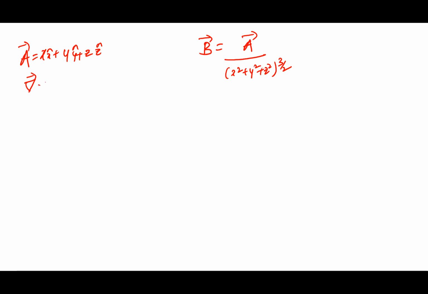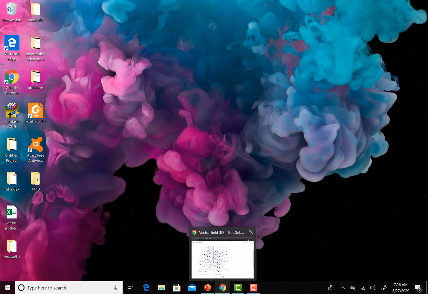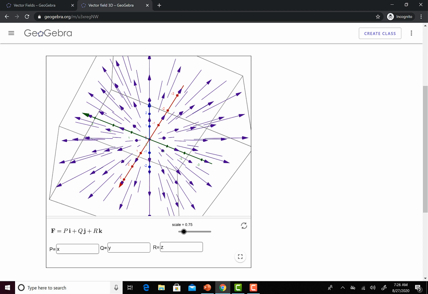For A, we got the divergence equal to 3, and it was very evident from the graph previously. So let's plot the new vector field. So we have a denominator here: x squared plus y squared plus z squared, whole to the power 3 by 2.